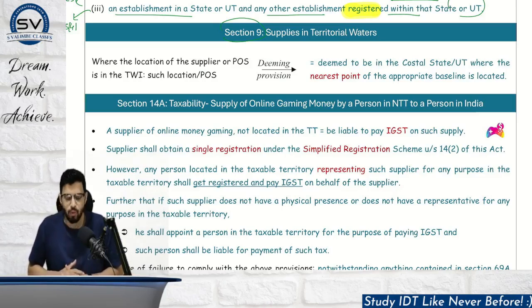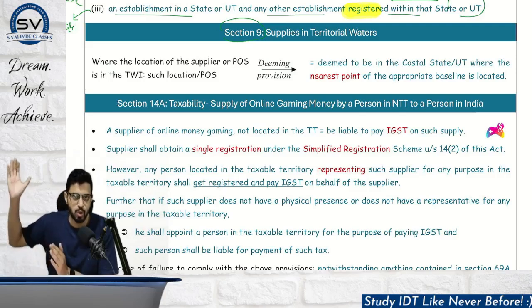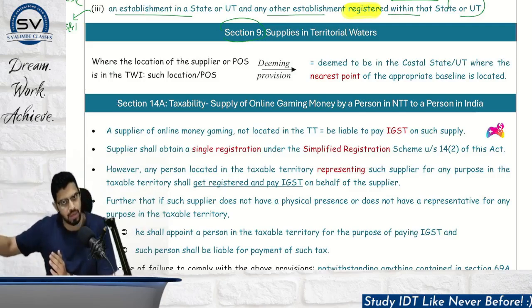Now, he is asking you a question, sir, where do I get registered? What will be the state from which I am doing this kind of supply, because I am sitting in water? Basically, the person is supplying from water. So in that case, what will be considered as the location? Which state will be considered as the location? So we have to see the nearest coastal state or union territory. So if it happens to be near Mumbai, then Mumbai will be the state.